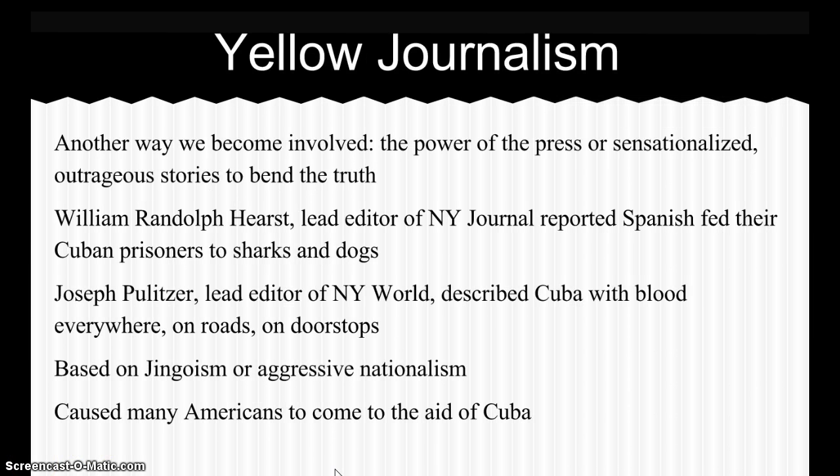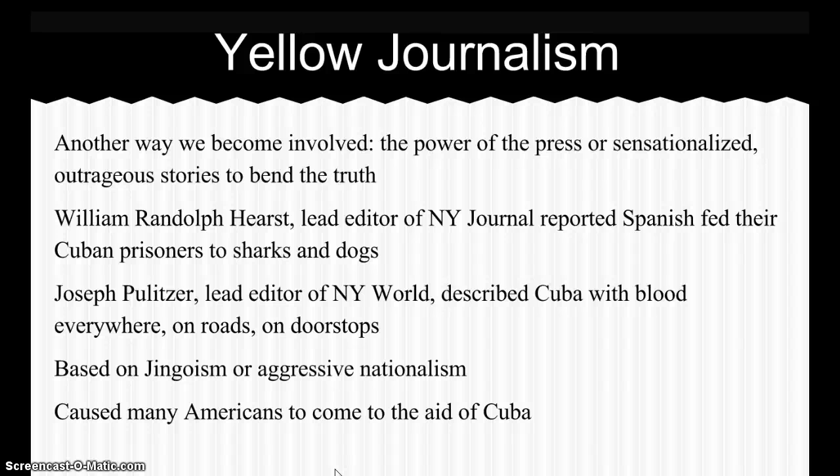All right, guys, the next thing I want to go over is yellow journalism. So it's another way that we become involved in this international affair. So it's sensationalism. It's outrageous stories to bend the truth. So I want you to define yellow journalism. And then I gave you guys two examples. I gave you their names on the guided notes and here on this slide. So I want you to write down, for William Randolph Hearst, he's the lead editor of the New York Journal. And so his reports were of the Spanish feeding their Cuban prisoners to sharks and dogs.